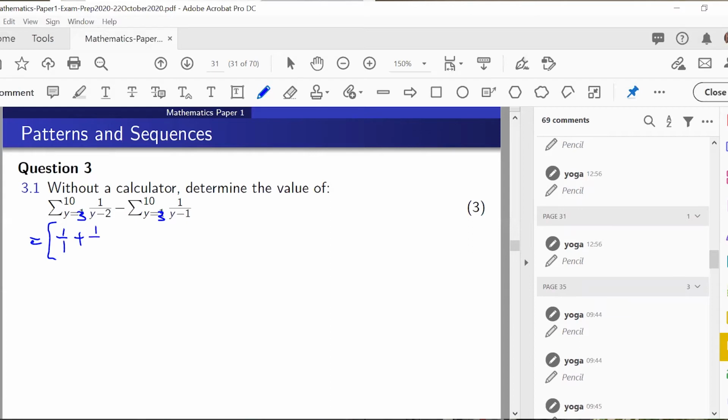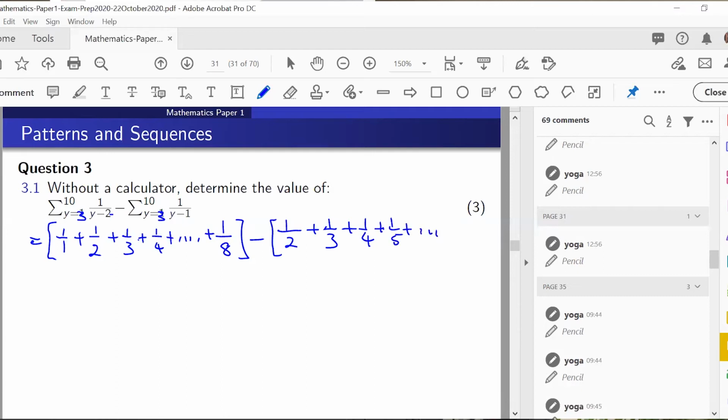Substitute 4, we get 1 over 2, 1 over 3, 1 over 4, up to the last one, when we substitute 10, which gives 1 all over 8, minus, in the second expression, when we substitute 3, we get 1 over 2, followed by 1 over 3, followed by 1 over 4, 1 over 5, and it carries on, because if y is 9, we get 1 all over 8, and if y is 10, we get 1 all over 9.